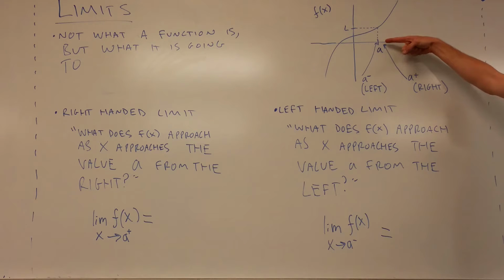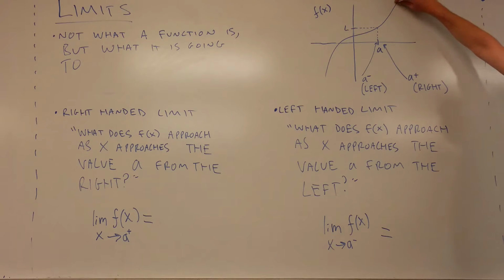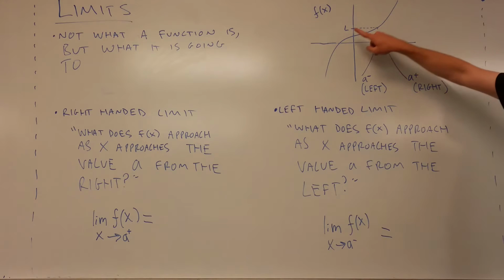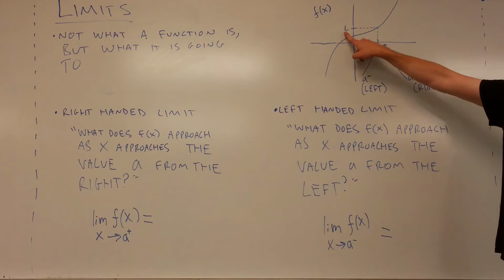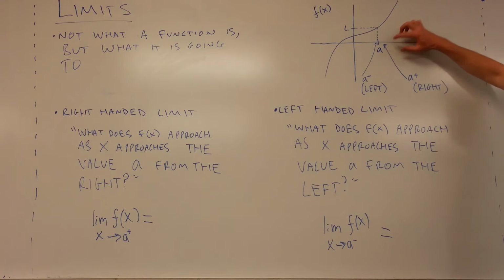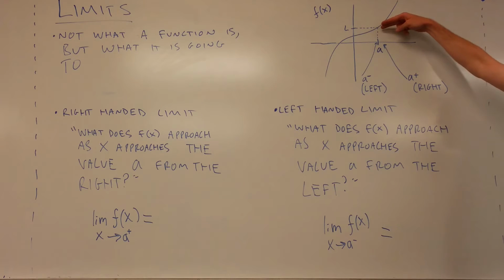Now in this case, as we're approaching x equals a to the right, our function is moving down, down, down until it's getting to this y value right here, which is L. So in this case, we would say as we approach the value x equals a from the right, our function is going to that point y equals L.